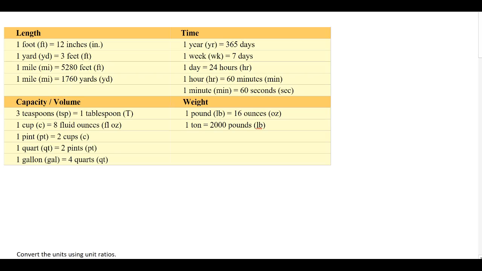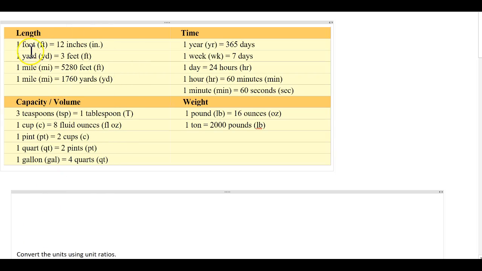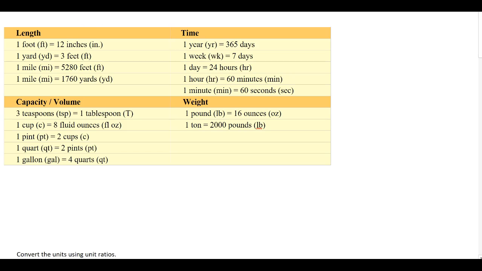In this video, we're going to discuss the conversion of units, specifically the US measurements. What I mean by that is being able to convert between feet and yards, miles and feet, pints and gallons, pounds and ounces, that type of thing. We're going to stick with the conversion of US measurements for right now.